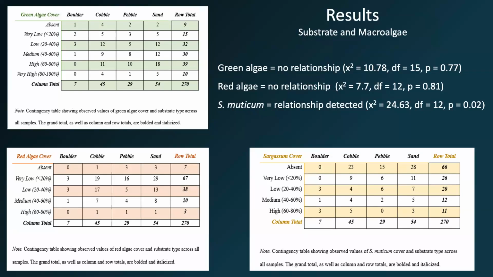sargassum. Red algae and green algae were not found to have an association with substrate type, which is also not very surprising because you'll find them in very sandy bottoms, but also in larger grain size. However, sargassum tends to prefer larger grain sizes, which is consistent with their home range in waters off the coast of Japan, where you'll see them with large grain size like boulder and cobble. So that was interesting to see that a relationship was detected.